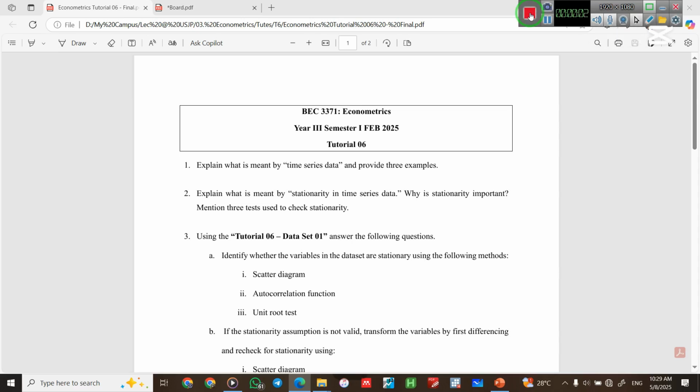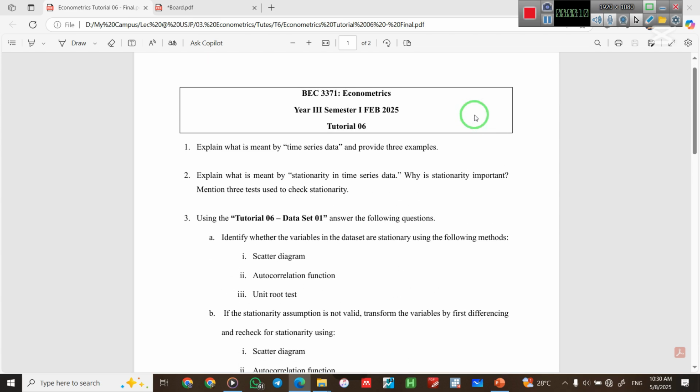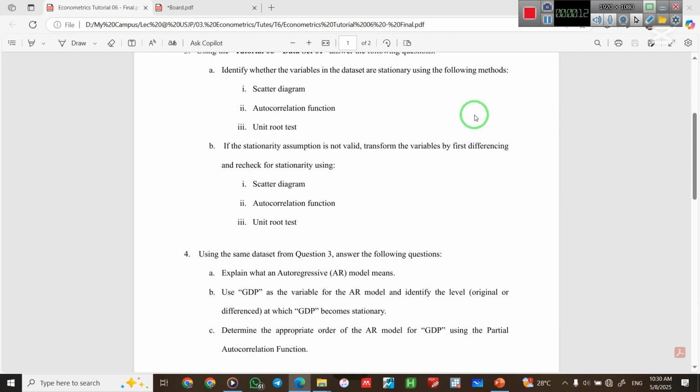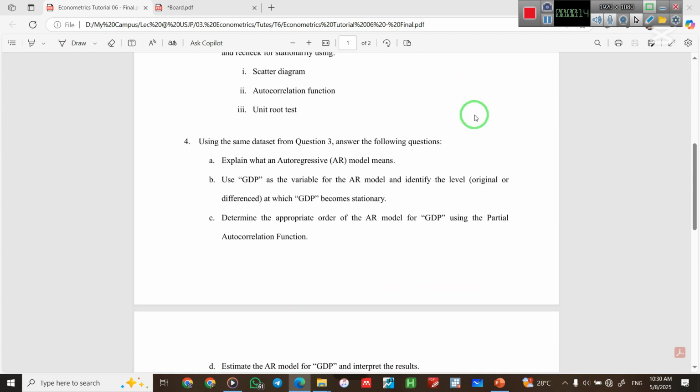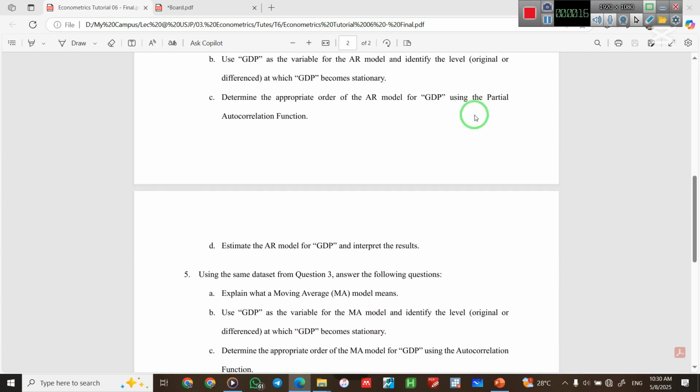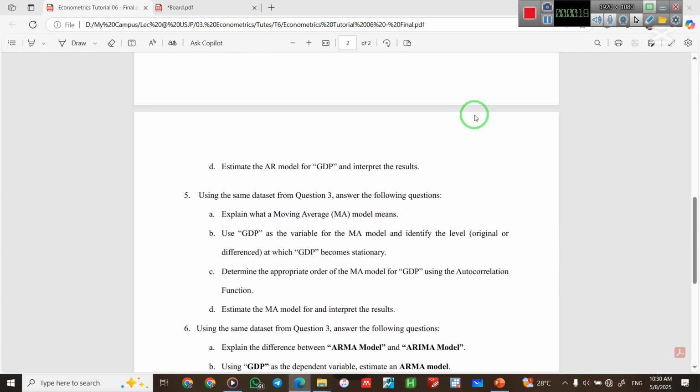Good morning everyone. So we are in the second part of tutorial 6 of the Econometrics tutorial series, right? In the first part of our tutorials we discussed up to the fourth question. Now today we are going to discuss the fifth question of tutorial 6.